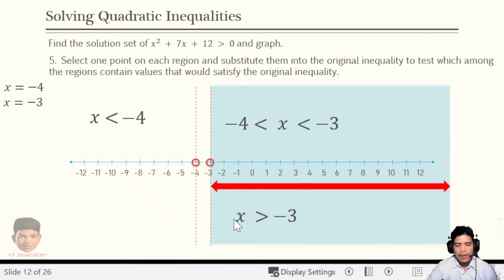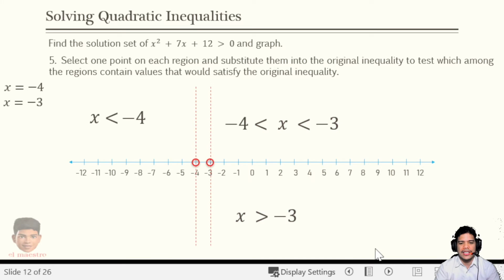So, sir, bakit x is greater than negative 3? Di ba lahat ng nandito, na paloob sa region na to, is mas malaki sa negative 3? Negative 2. Is negative 2 greater than negative 3? Yes. Is negative 1 greater than negative 3? Yes. Is 0 greater than negative 3? Yes. So meaning, lahat ng value ng x na nandito is greater than negative 3. Okay? So these are the 3 regions na na-create natin.